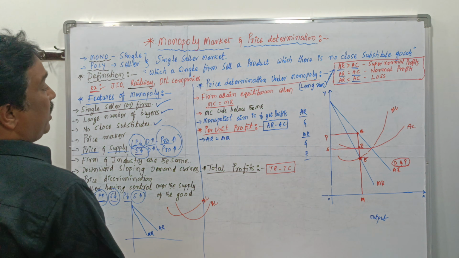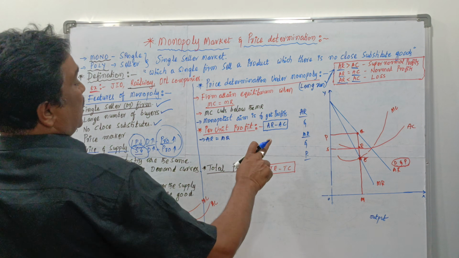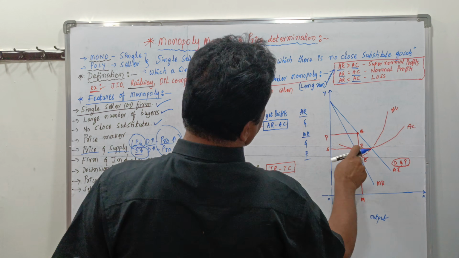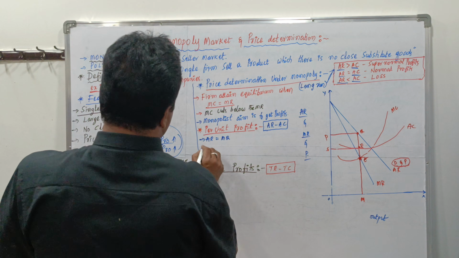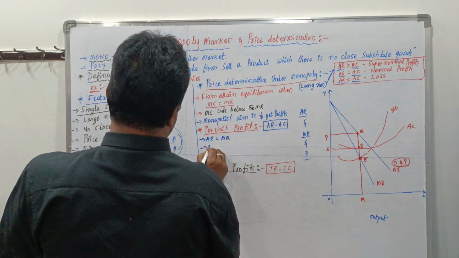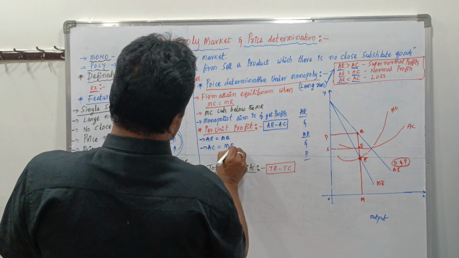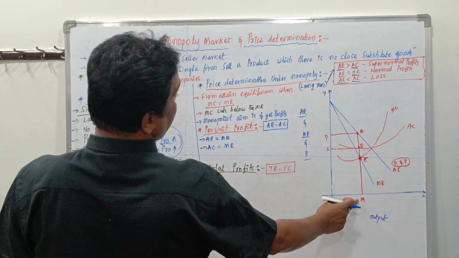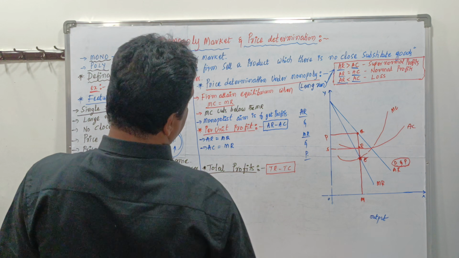Okay. And what is the average cost? The average cost curve touches at the point of R. This is the average cost curve, MR. Average cost is equal to MR. Okay. Average revenue MQ is there. Average cost MR is there.